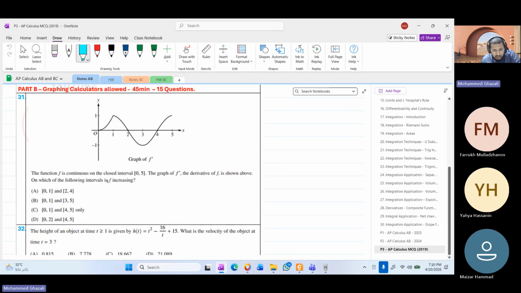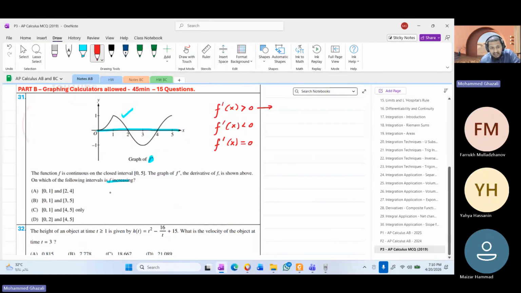Interpret the question: what does f increasing mean? F increasing means f prime of x must be greater than 0. Decreasing means f prime of x must be less than 0. And critical points are where it equals 0. So we want to find when it is positive. We already have the derivative graph, so increasing means when is the graph above the x-axis? It's above the x-axis from 0 to 2 and from 4 to 5.